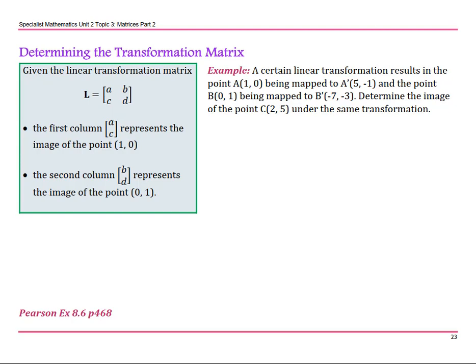Now determining the transformation matrix. Given the linear transformation matrix a, b, c, d, the first column a, c represents the image of point 1, 0, and the second column b, d represents the image of point 0, 1. So looking at this example, a certain linear transformation results in the point A, 1, 0 being mapped to the image 5, negative 1, and the point B, 0, 1 being mapped to the image of B, negative 7, negative 3. Determine the image of the point 2, 5 under the same transformation. So the key is we need to work out what that transformation matrix is.